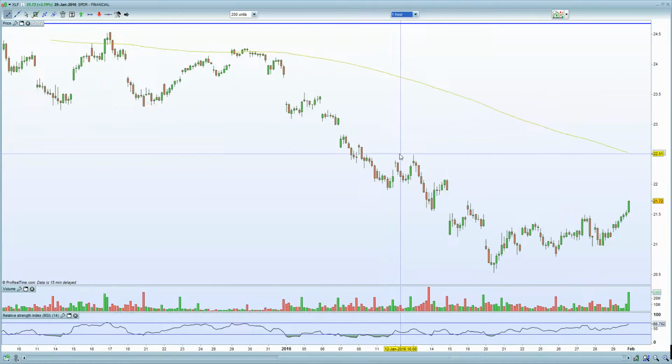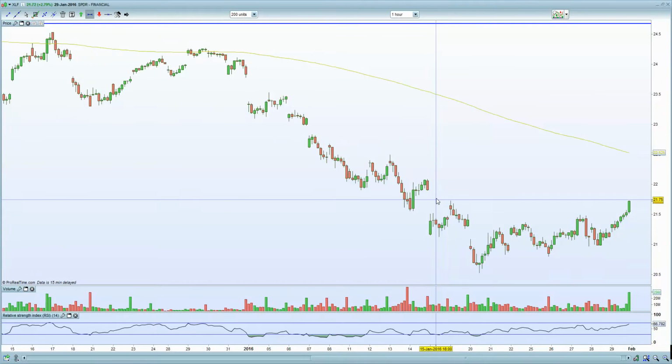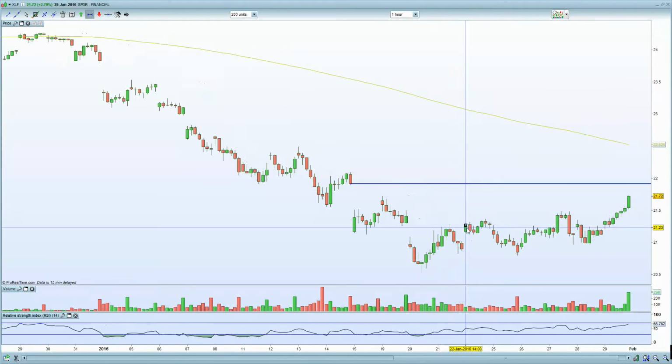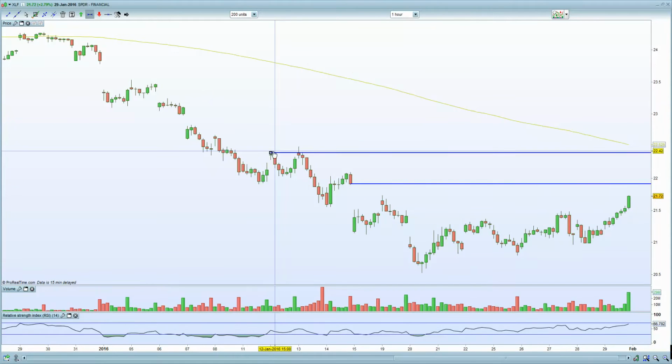On the 60-minute chart of the financials, you potentially are coming into resistance in this zone here, and that will certainly act as resistance in the interim before the next potential move in the market. So looking for a gap fill.